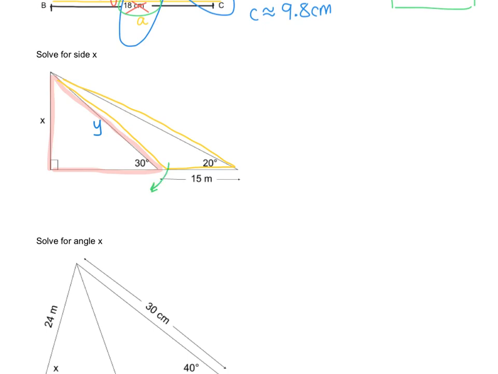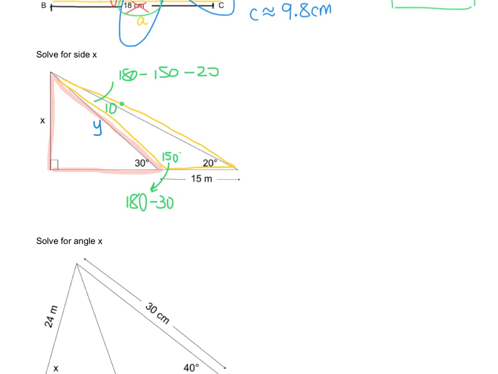So this angle here is supplementary to the 30 degrees. Because it forms a straight line, we know that if I just do 180 subtract 30 to get 150 degrees, those two angles have to add up to 180. And now they do. And now I have two angles in my triangle, so I can use my 180 rule. So 180 subtract 150 subtract 20, and that is 10 degrees.